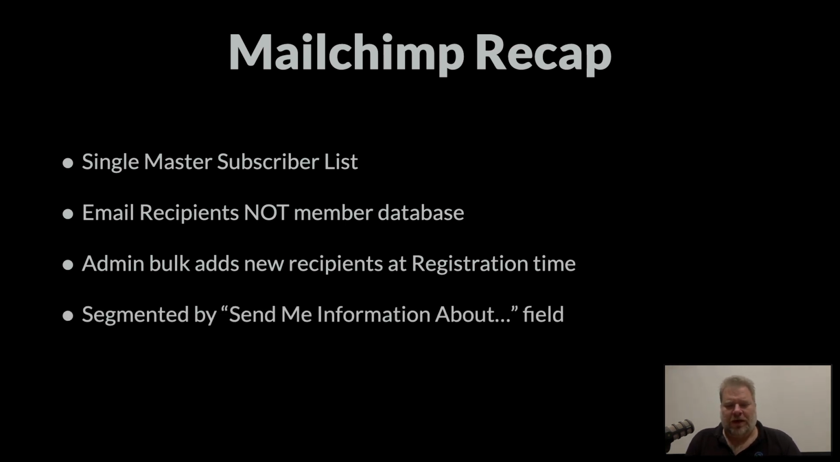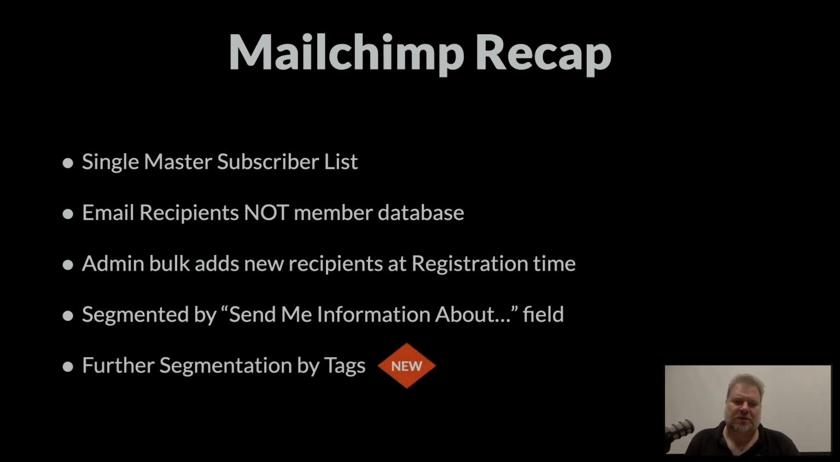So we have this field called Send Me Information About, which is our key MailChimp segment, which is used to send newsletters to a subset of our mailing list, mostly here sections. So the junior, men's, masters, women's newsletters use the Send Me Information About segment to do that subset of recipients. We've got a new thing I'm going to talk about, which is some further segmentation available by tags.